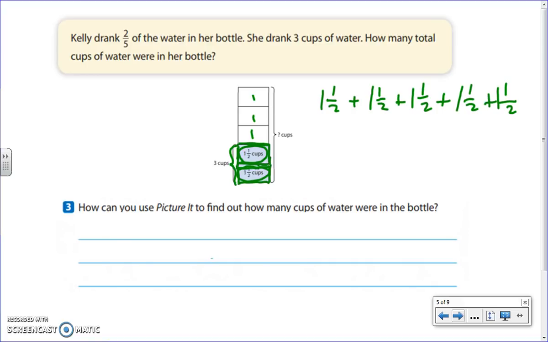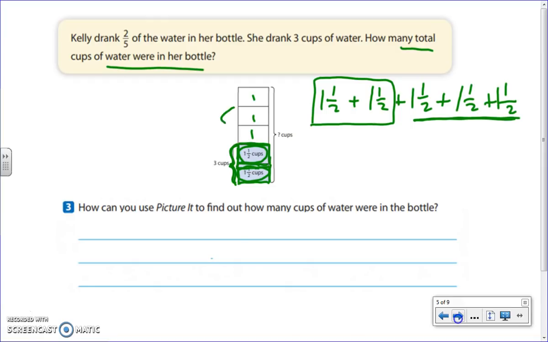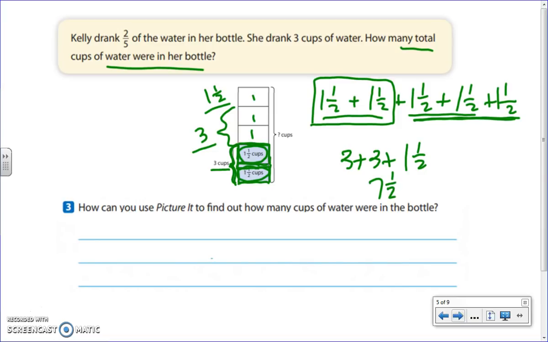We could ask, well, how much more does she need to drink to finish off her bottle? Well, it'd be this much. But it doesn't say that. It says how many total cups of water were there to start with. So it would be the amount that she has not drank yet and the amount that she has drank all together. So when I do this, I know that 1.5 and 1.5 is 3. That's where we started with. So that means there's 3 more here, and there's 1.5 more here. So 3 plus 3 plus 1.5 equals 7.5. So that's one way that we could do it.